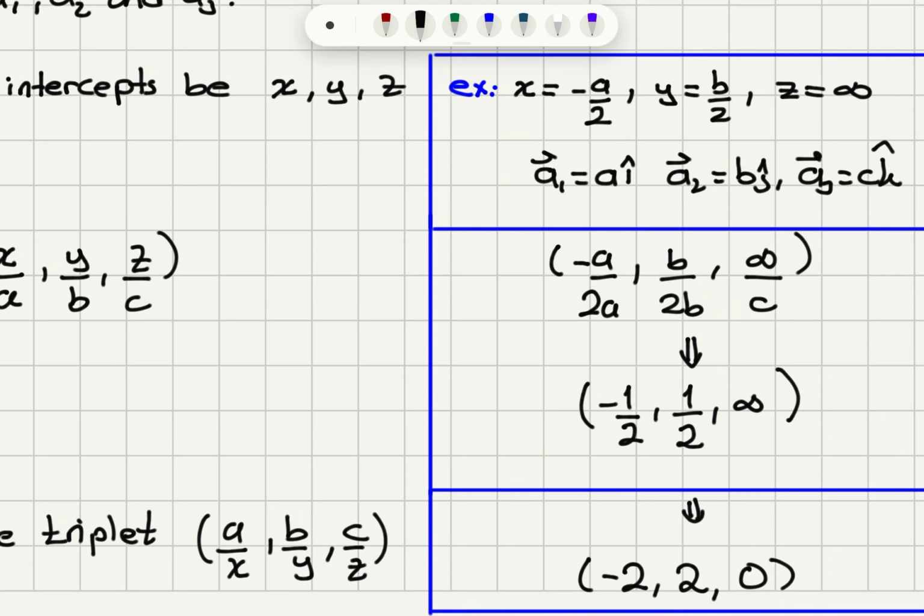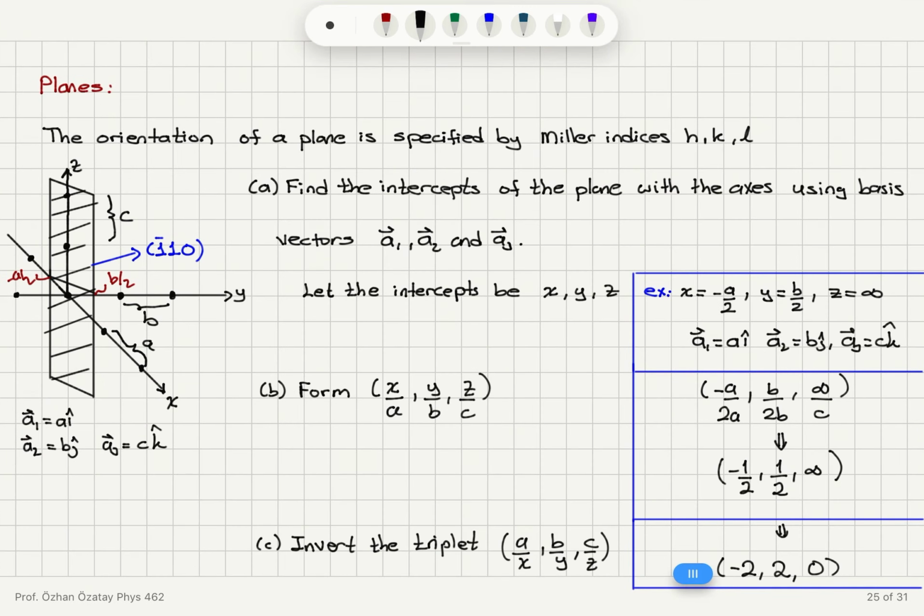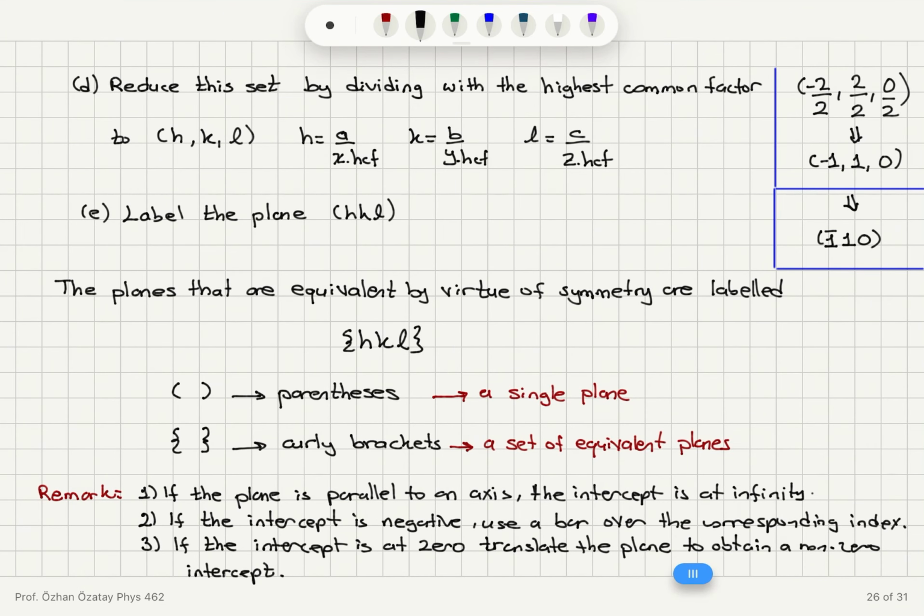1 over 2 inverted becomes 2, so it's 2 over 1, which is 2. And infinity inverted, 1 over infinity, becomes 0. So we get 2, minus 2, 0. And then we reduce this set by dividing by the highest common factor.